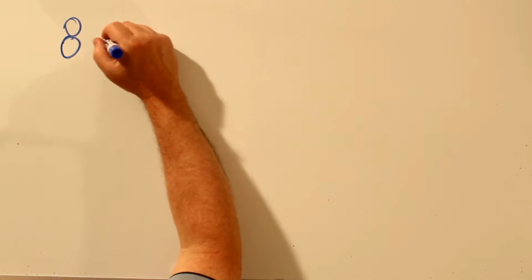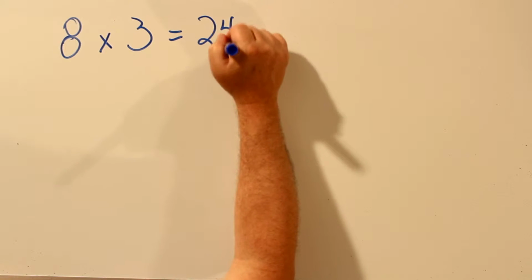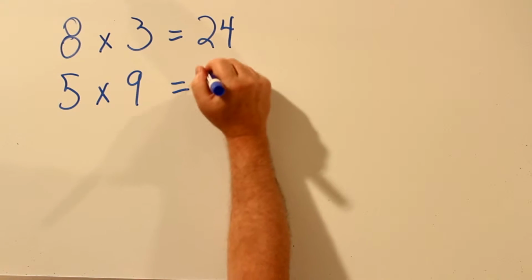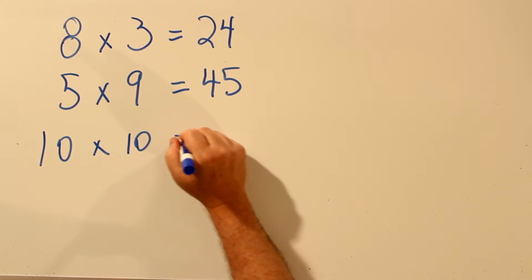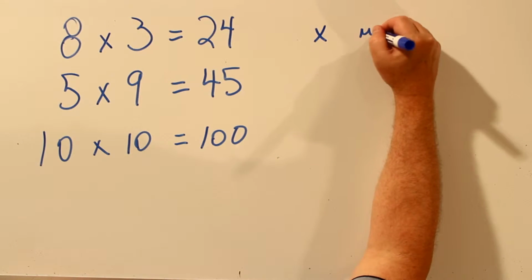We're going to talk about different ways to represent the operation multiply in equations. You're probably used to seeing something like 8 times 3 equals 24, or 5 times 9 equals 45, or 10 times 10 equals 100, where we use the letter x to mean multiply.